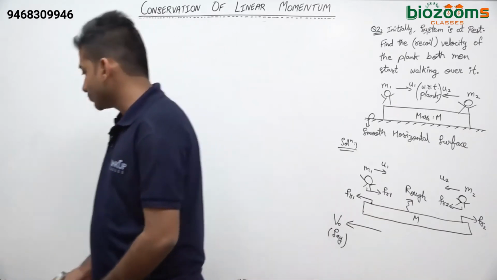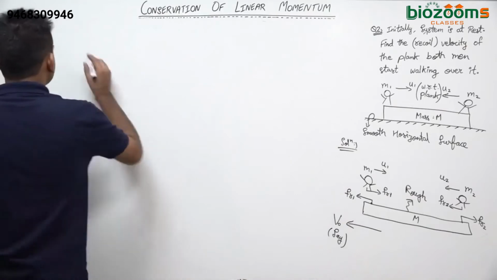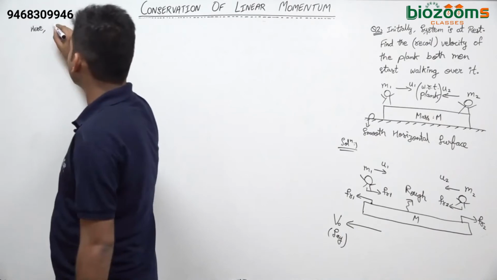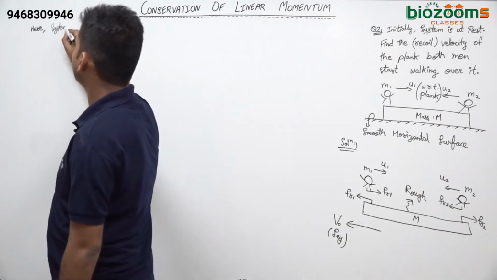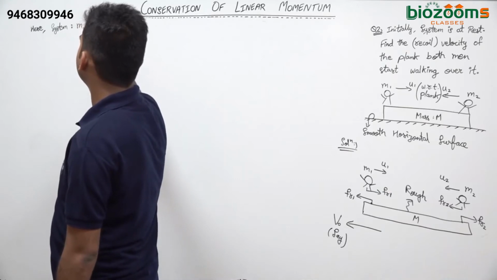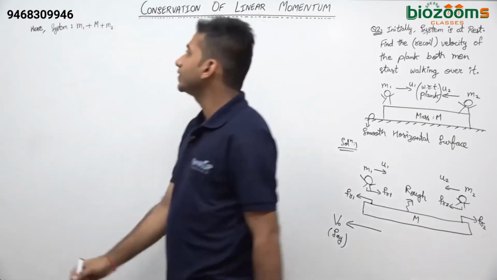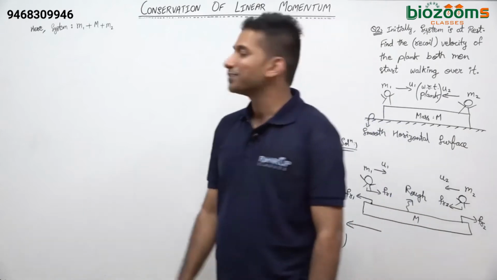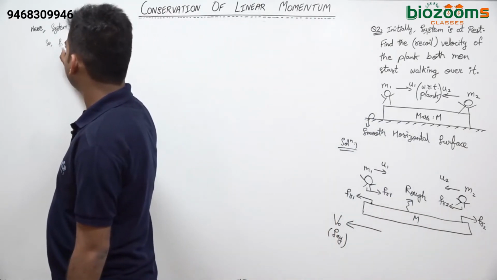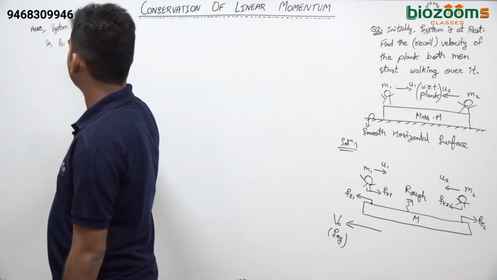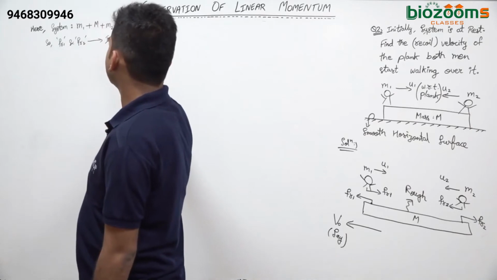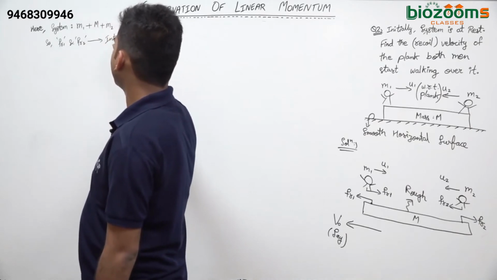Fine. And if that is so, the first thing which comes to our mind is the choice of system. So what should be the system? The system must be m1 plus capital M plus m2. In that case, the Fr1 and Fr2, the frictional forces, will become internal forces.